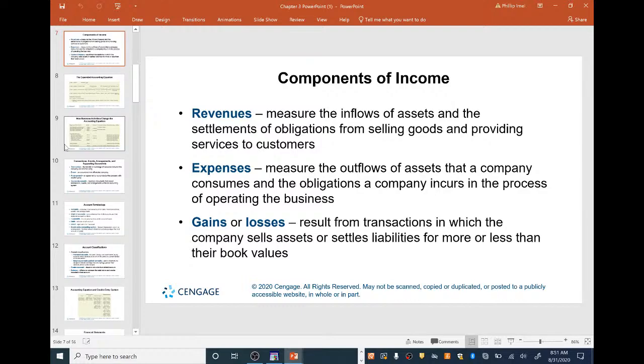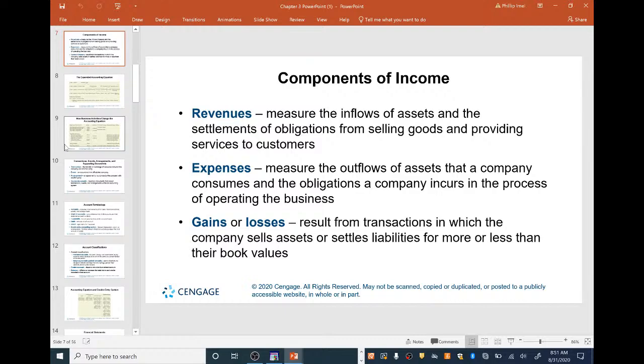So once again, revenues are the money we're bringing in from providing goods or services. Revenues are going to be the main purpose of what the company is in business for. If it's a company in the service industry, whatever service they provide is going to produce revenues. If we're a manufacturing company, whatever good we manufacture, whether it be tennis shoes, furniture, or toys, that's going to be our revenue producing activity.